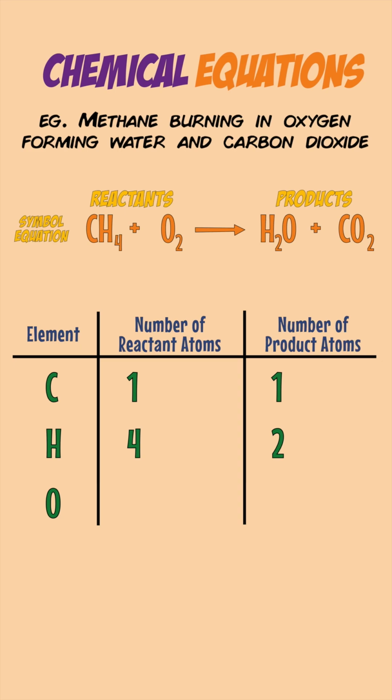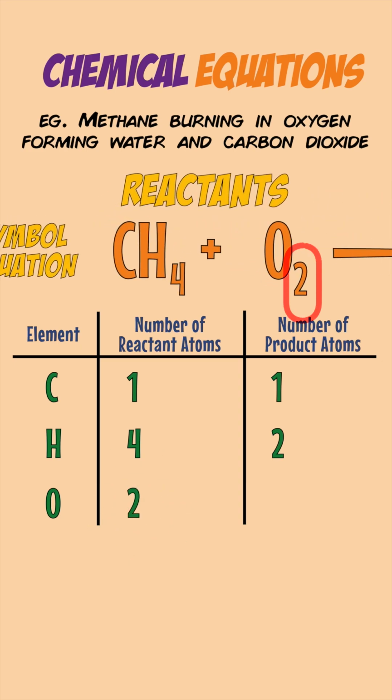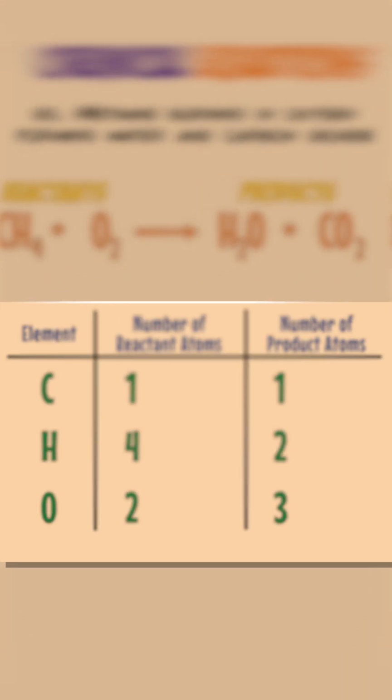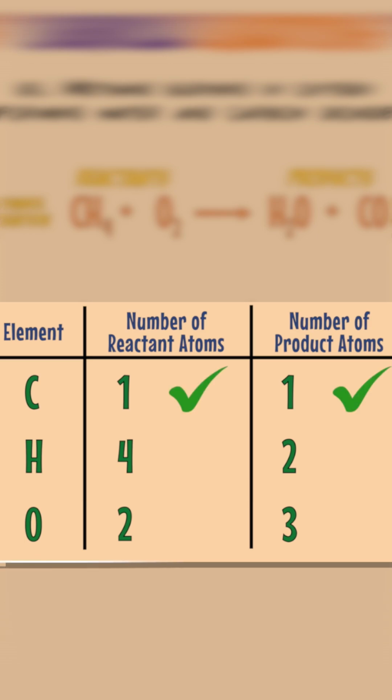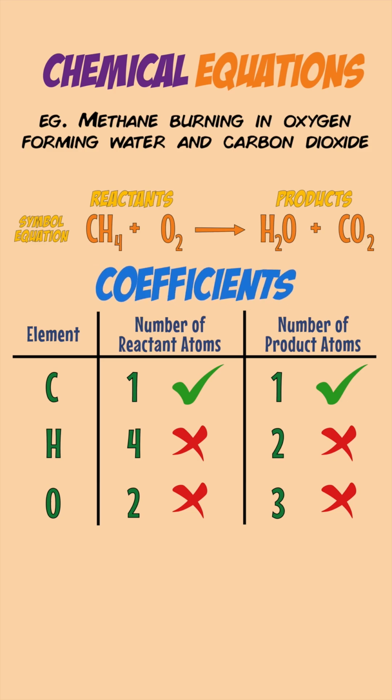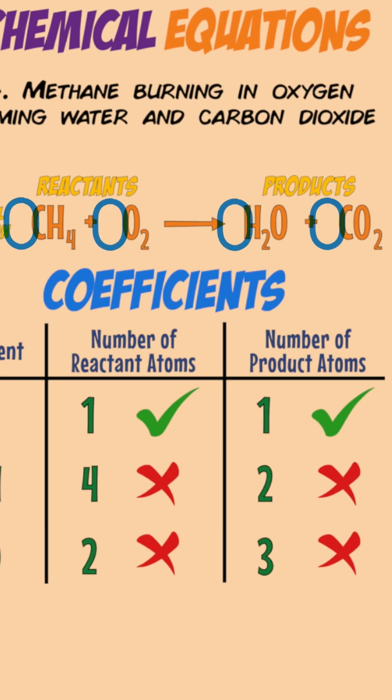And if we look at oxygen, you can see that there are 2 atoms on the left, but on the right there are 3 in total. A single one from the H2O and 2 that come from CO2. So from this we can see that the element carbon is balanced right now, but hydrogen and oxygen are not. In order to balance the atoms, we need to add coefficients in front of the symbols. These are the big numbers which multiply the whole reactant or product by that number.